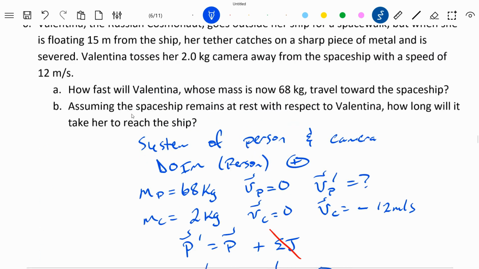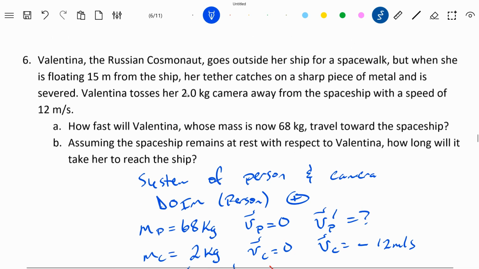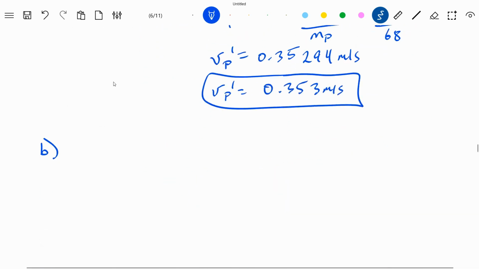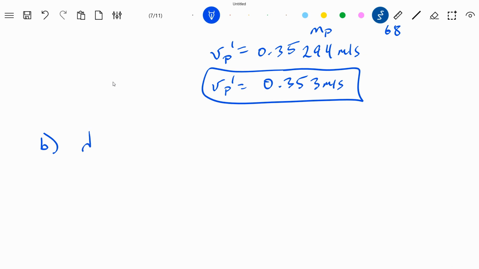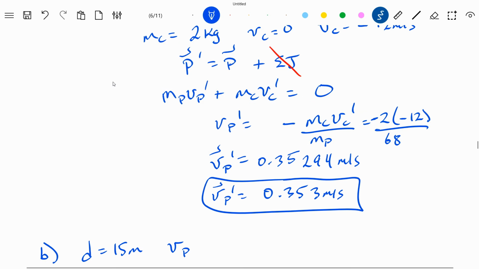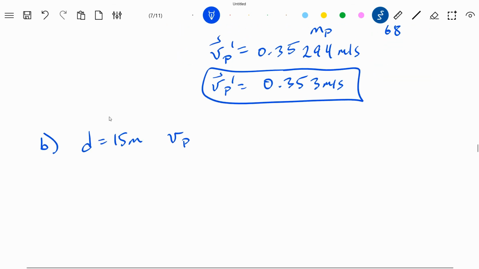Okay, and speaking of part B, it asks us now, how long does it take her to get there, right? So, assuming the spaceship remains at rest, and we were told that it is 15 meters away. Realistically, that just means she's going to go a distance of 15 meters, and she's traveling at a speed, actually, velocity, vectors. Oh yeah, I said I was going to be good about that, didn't I? V prime, there we go. One more. Oh, geez, they're like flies. They're just popping up everywhere. Okay, so if you really want to be good about it, that's a displacement in that same positive direction. But she's moving that way.